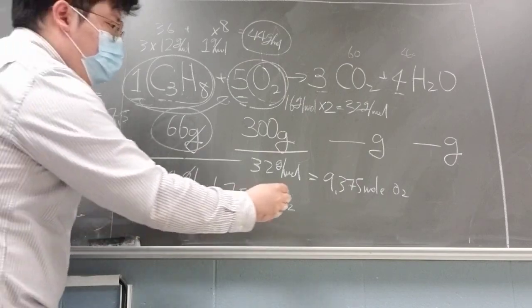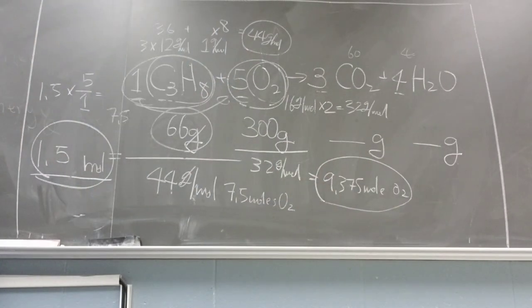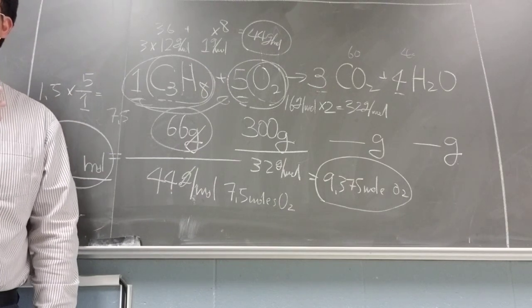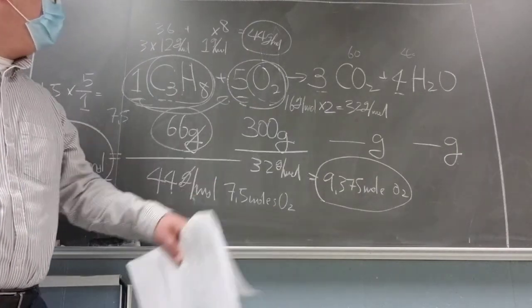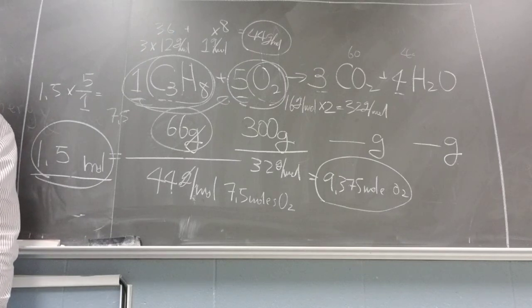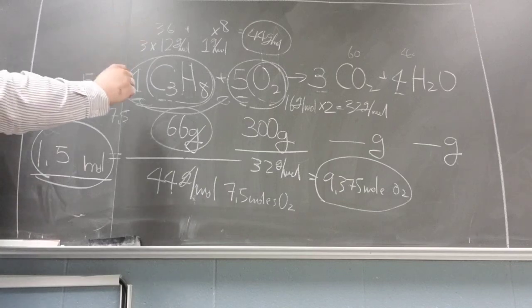But how many moles of oxygen do you actually have? It's 9.375. So you have more than what you need for that propane. So which one is the limiting reagent then? You have more than what you need for oxygen, but you have just 1.5 moles of propane. So will it be propane or oxygen? Can you guys guess? Propane, perfect, yes.